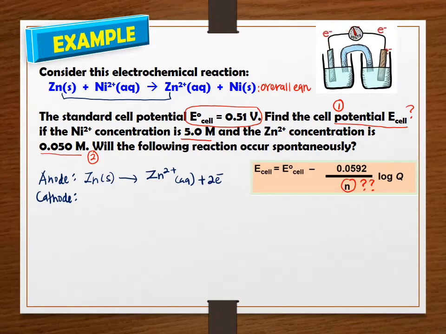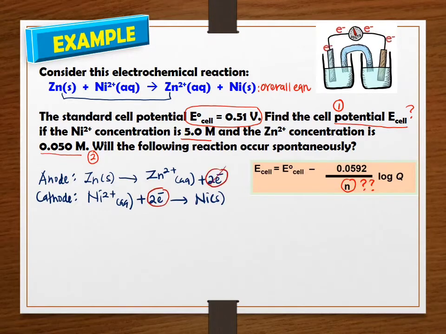Okay, kemudian reduction berlaku dekat cathode. So kalau zinc adalah anode, of course lah nickel should be our cathode. So cathode reduction nickel 2 plus aqueous. So reduction normally dia akan accept elektron kat sini. Okay, so dia akan jadi nickel solid. So this is what we want class. So the number of electron here same, 2 electron.